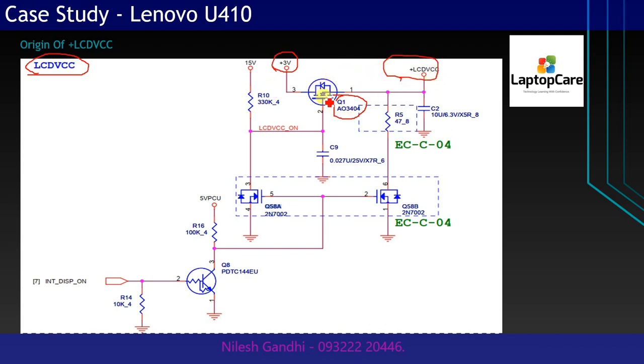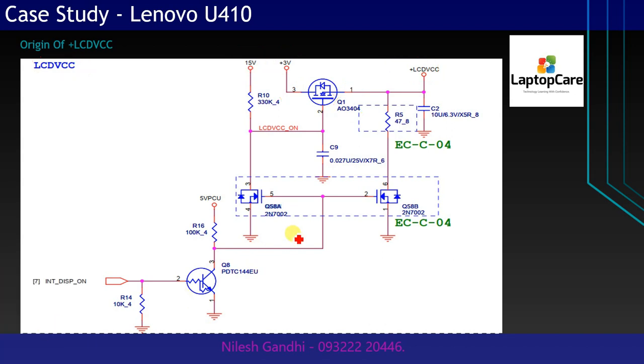This Q1 is an N channel MOSFET. The gate is triggered by plus 15 volt supply. As this is N channel, it needs positive supply on the gate to give its output. Drain is pin number 3, which is supplied with plus 3 volt, and source is the output, which should be plus LCD VCC in the schematic.